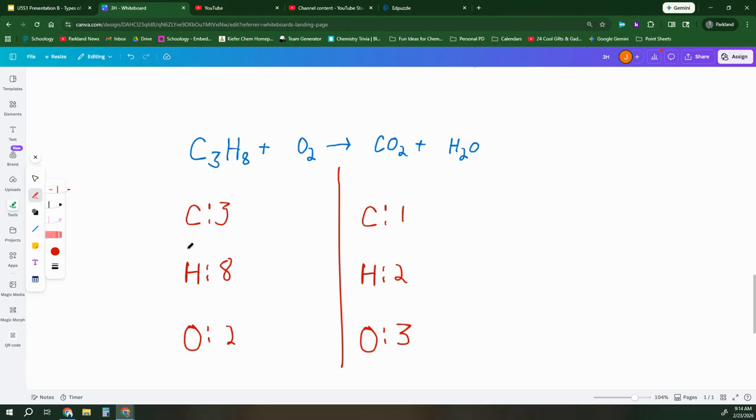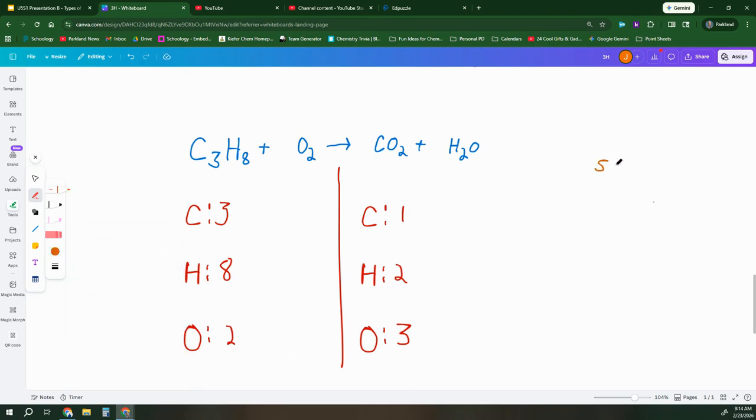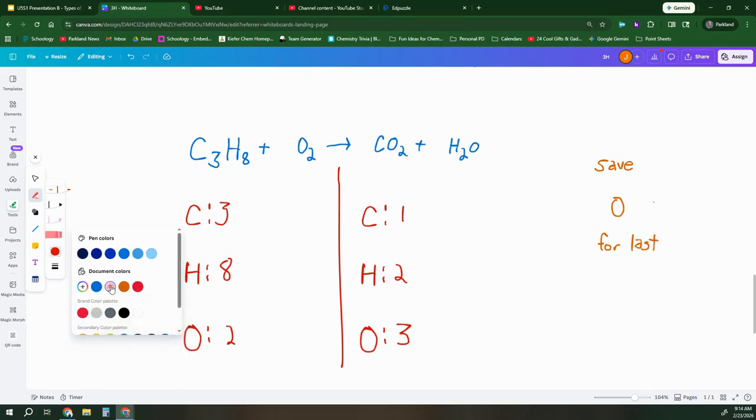So in this problem, nothing is balanced, but my only recommendation here, and I'll write this in a different color on the right side, is to save oxygen for last. In fact, this isn't a bad option for any balancing chemical equation problem. Oxygen is oftentimes all over the place in these equations, and it's often by itself, especially in combustion reactions. So we usually want to save oxygen for last.